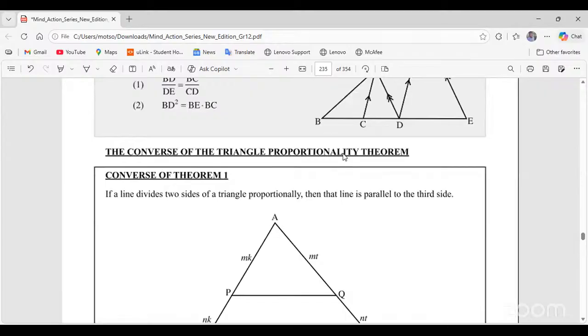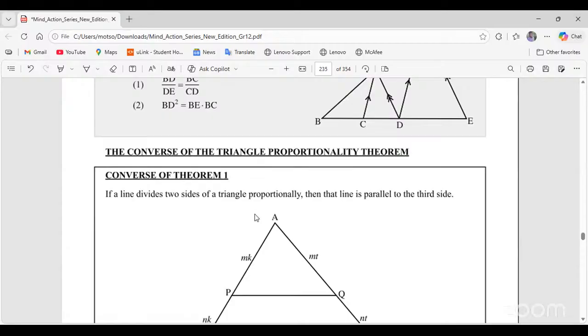The topic is still the matrix of grade 12 Euclidean geometry, but we are still moving forward with the topic. So now we moved to something new. But still, if you understand the proportionality theorem, you definitely will understand what this topic is about. So this topic is about the converse of the triangle proportionality theorem, or the converse of proportionality theorem of the triangle. It just depends on how you want to say it.